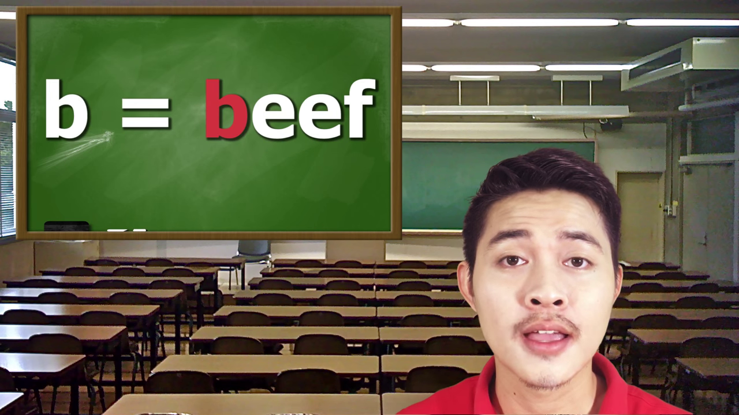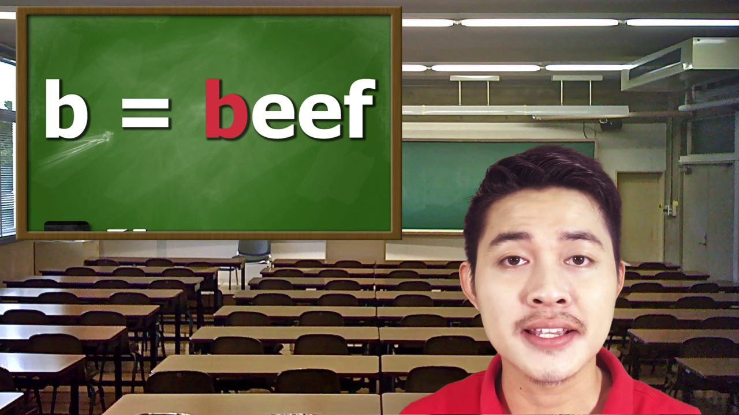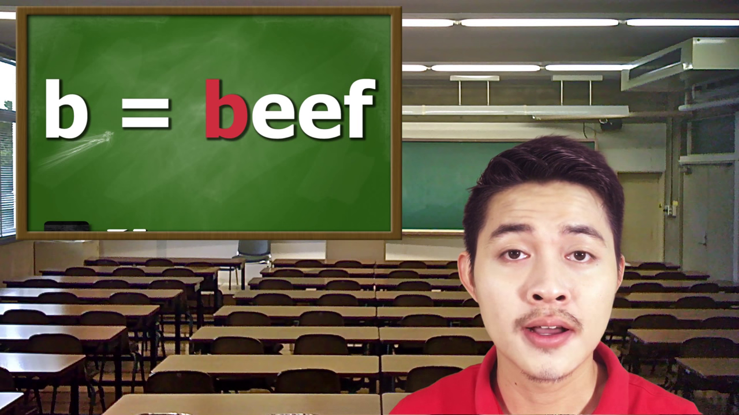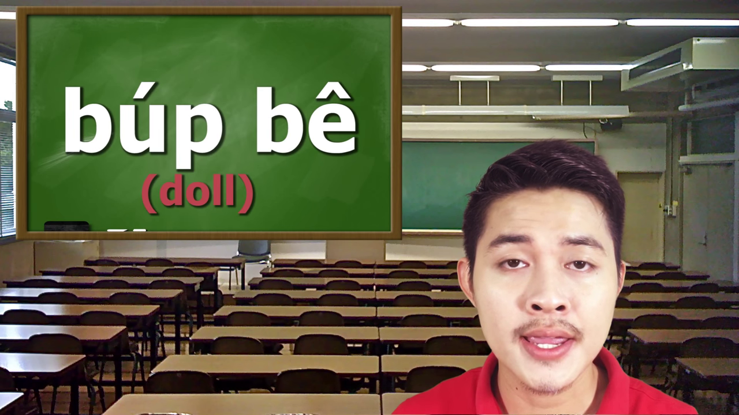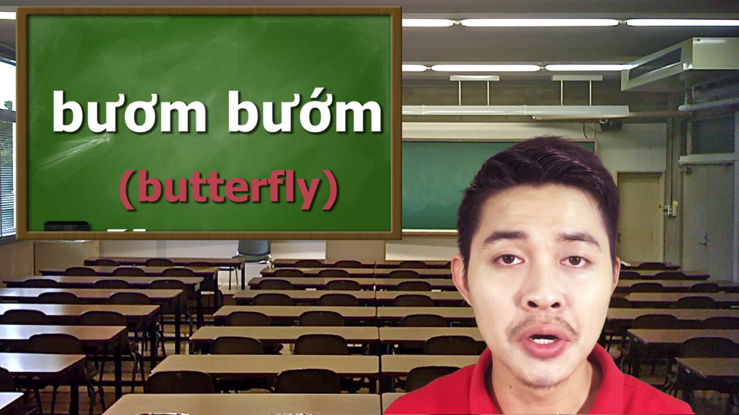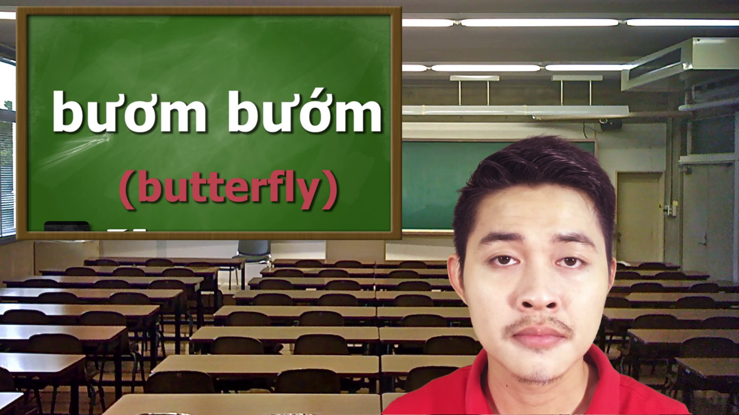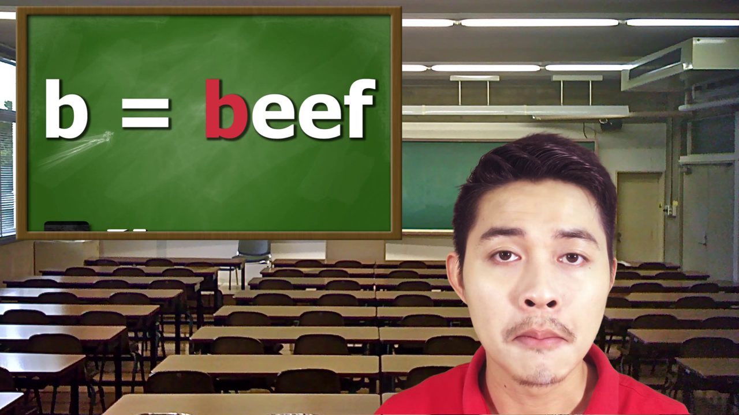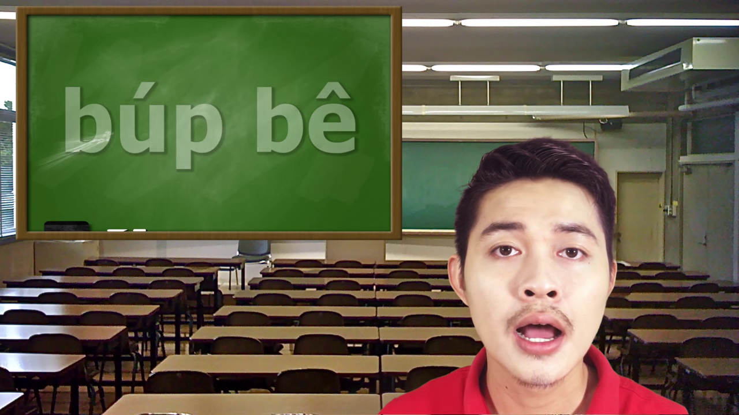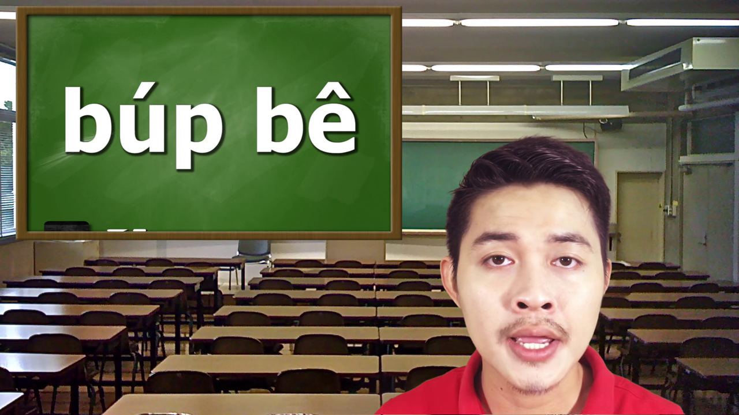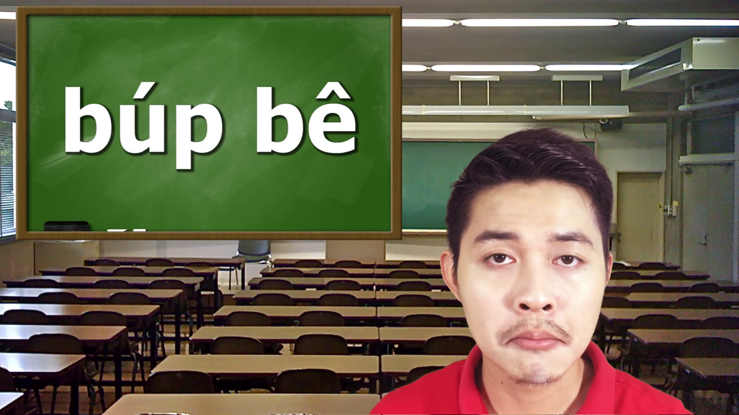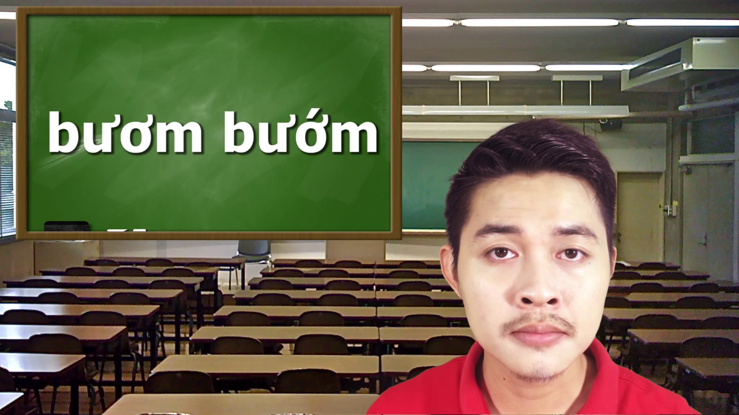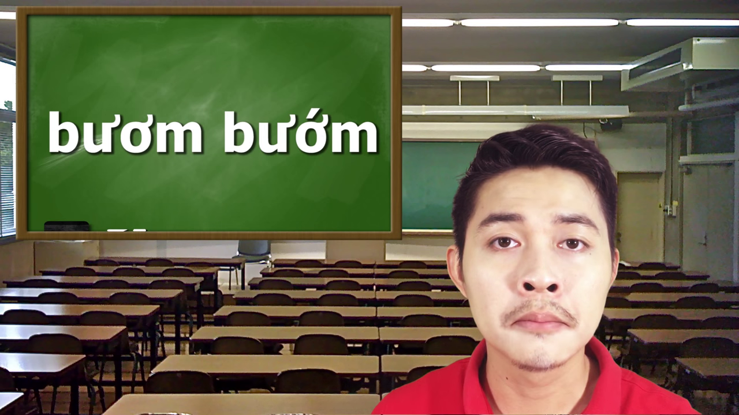The first one, ba, as in beef. For example, bup, bê, bơm, bướm. Now repeat, ba, bup, bê, bơm, bướm.